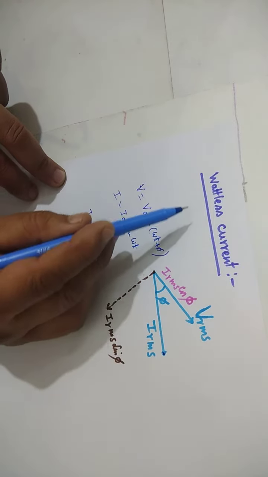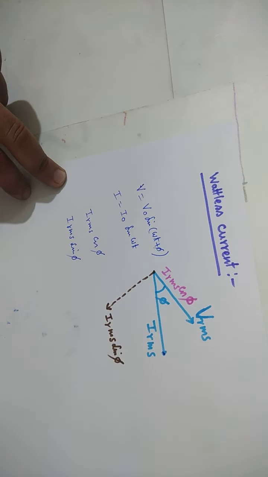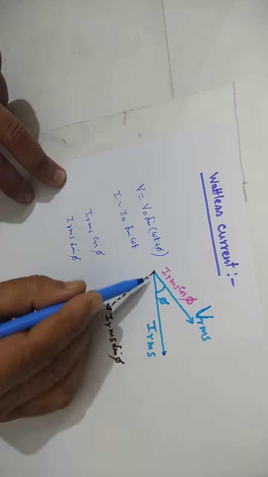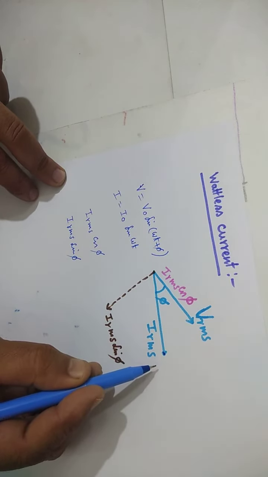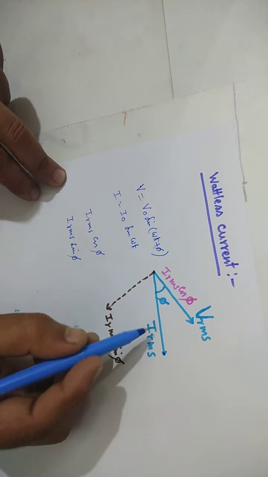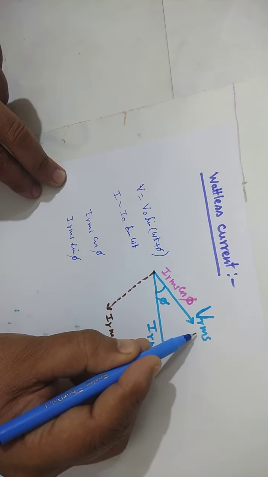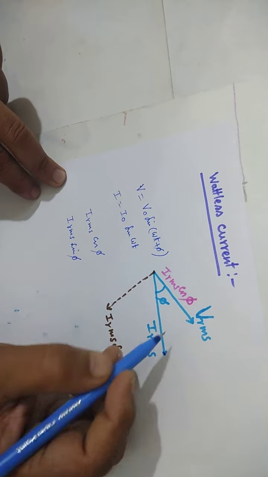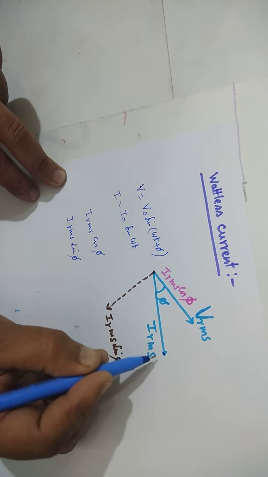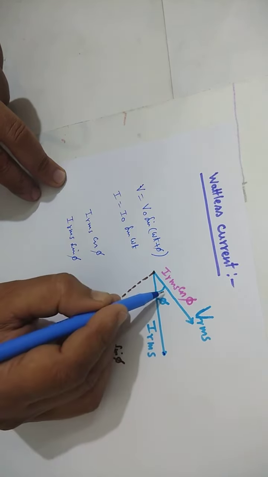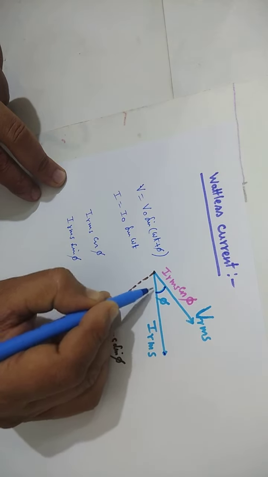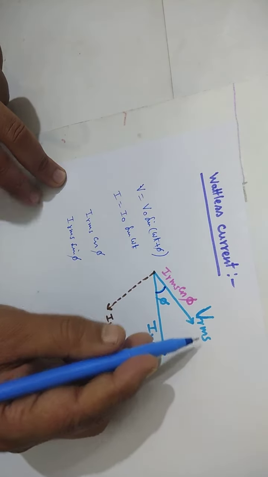Let us take a small topic in class 12th physics, that is wattless current. Suppose IRMS is the current applied across a series combination of an LCR circuit and VRMS is the potential drop. Then resolve this IRMS into two components, where phi is the phase difference between current and voltage.